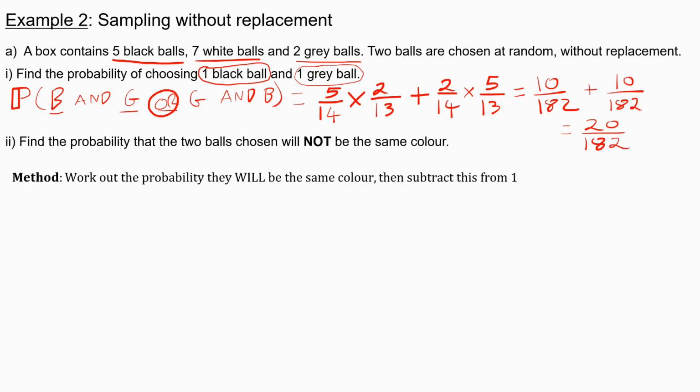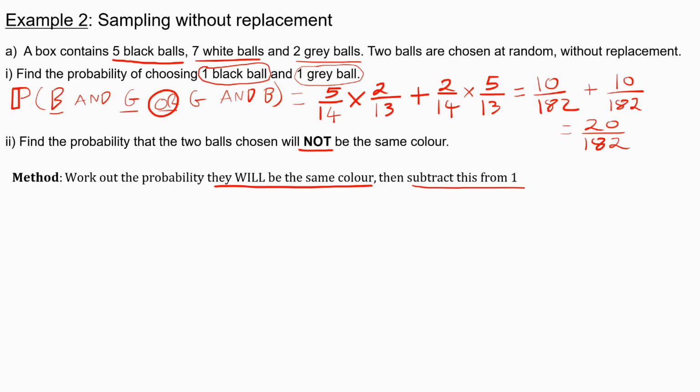182. Then question 2, find the probability that the 2 balls chosen will not be the same colour. My method here is going to be to work out the probability that they will be the same colour, and then subtract this from 1, which is essentially the complement of the event.